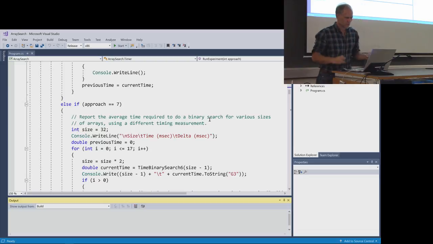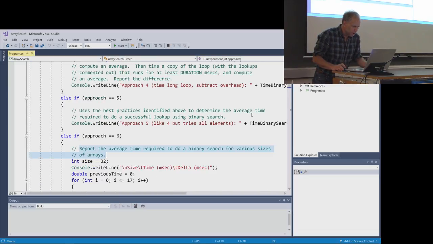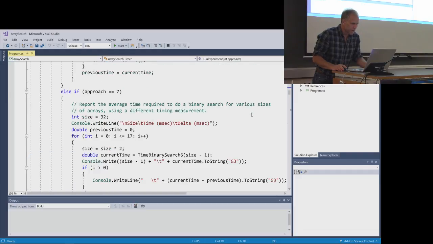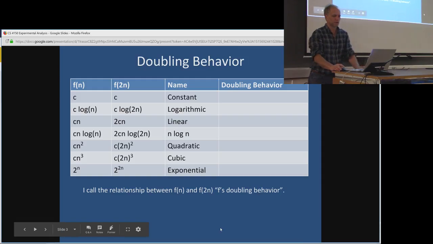Okay, this is on the web page, you can play with it if you want. We have the different timer there, and 8 gets into linear search. But I want to come back to this now.